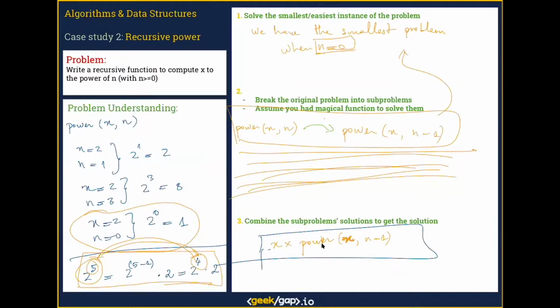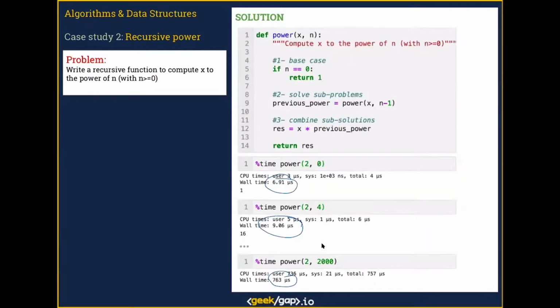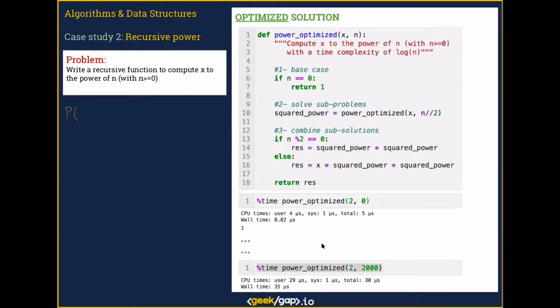We could have done a much better job, and let's see how. So remember previously we defined power of x, n as 1 if n equals 0, and otherwise x multiplied by power of x, n minus 1. This almost forced us to have a linear solution. But guess what? We can do much better.